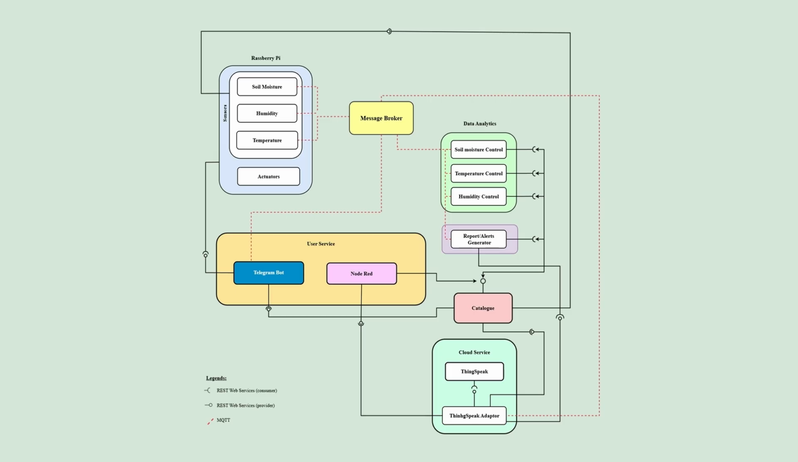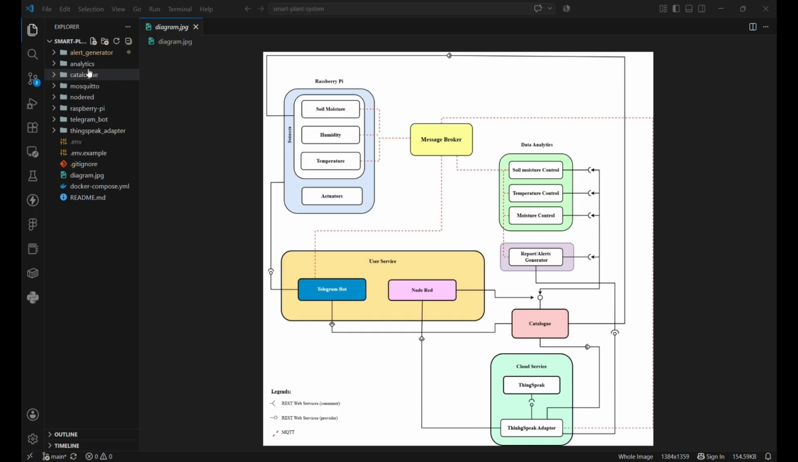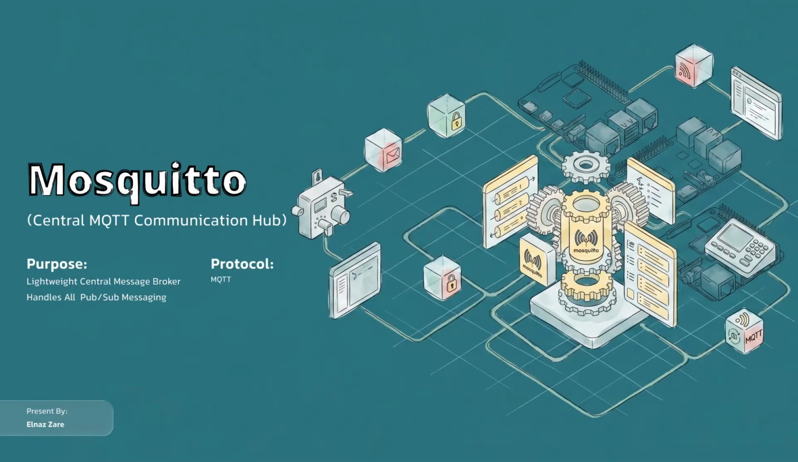Let's look at the system architecture. Raspberry Pi sensors send the data through an MQTT broker to our analytics, catalog, and alert services. This data goes directly to Node-RED, Telegram, and a ThingSpeak cloud. Finally, in VS Code, the repository is divided into a clear folder for each service, like Raspberry Pi, Analytics, Telegram bot, and Node-RED, all running together using Docker Compose.